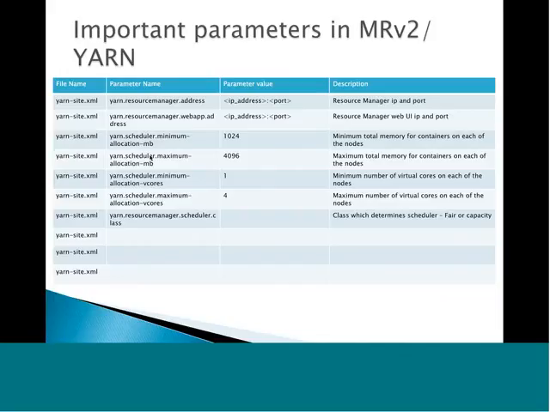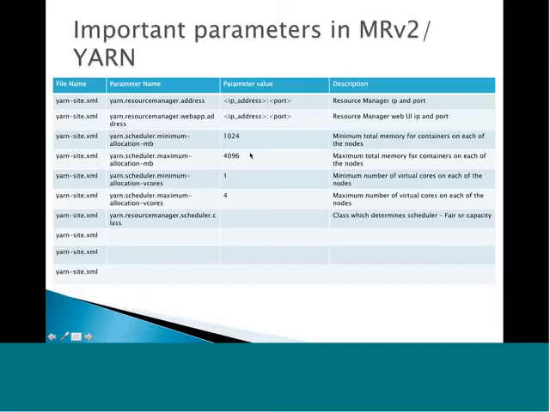I'm sorry, I'm a little confused here. So this is related to schedulers. Schedulers are again what we have seen earlier: FIFO, FAIR, and capacity. So how much memory you should allocate, the minimum total memory for containers on each of the nodes.